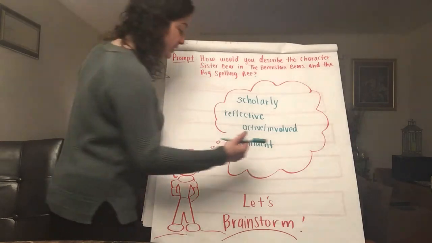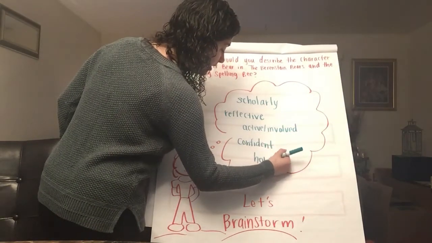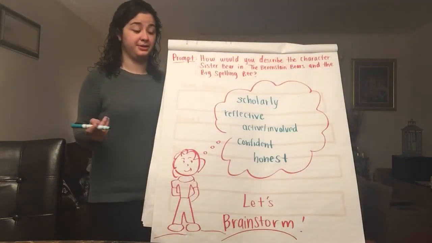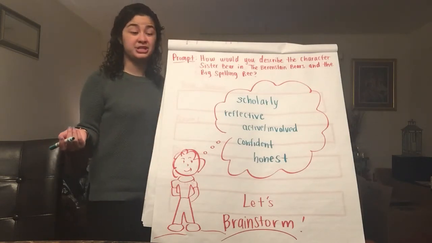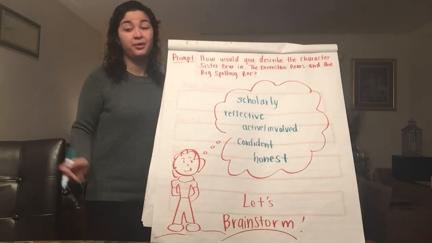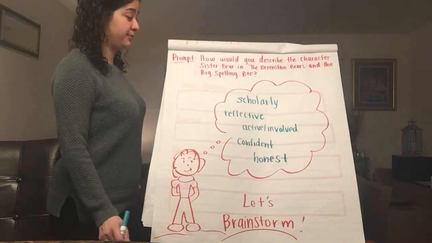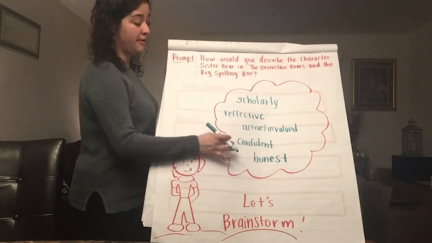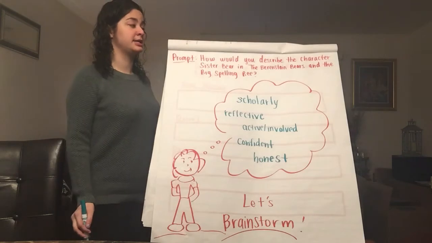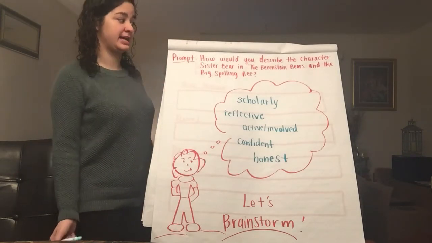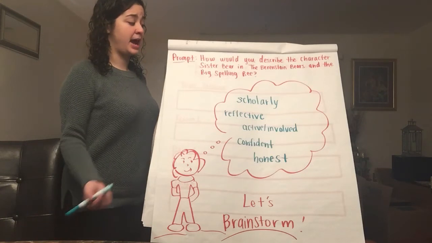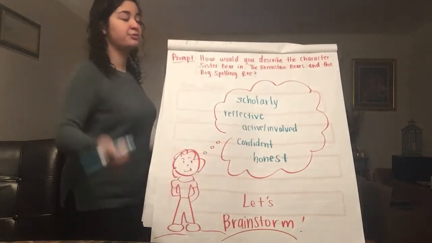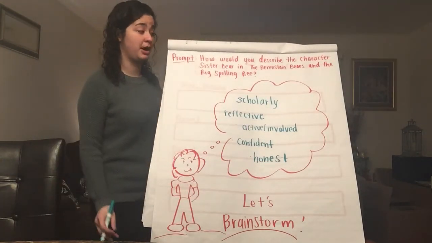And we can tell that she is honest. She's not afraid to share how she really feels with her friends, with her teacher, and even the hardest one, with her family. So we have 1, 2, 3, 4, 5, 6 words that describe what Sister Bear is like in the Berenstain Bears. Now, these words describe Sister Bear throughout the whole book, not just certain parts.